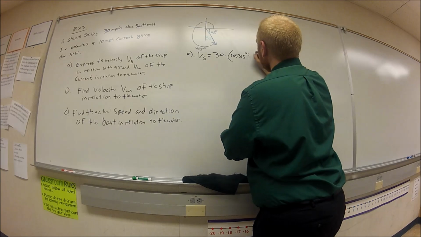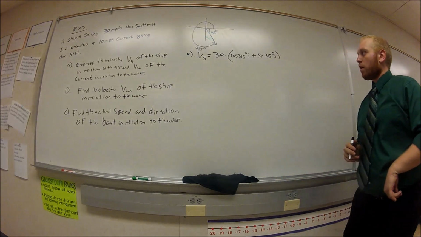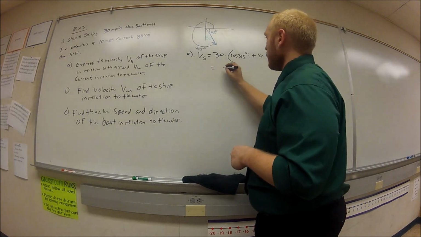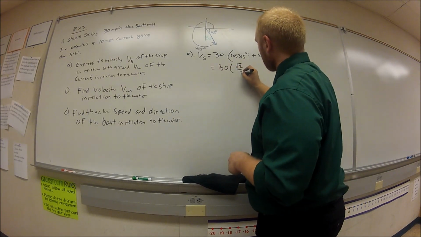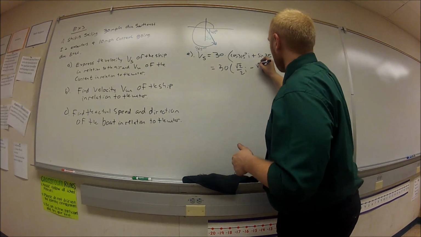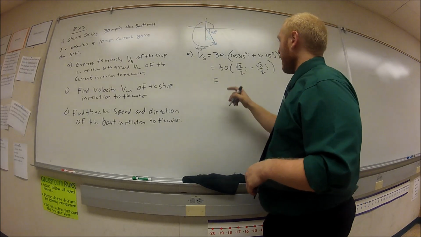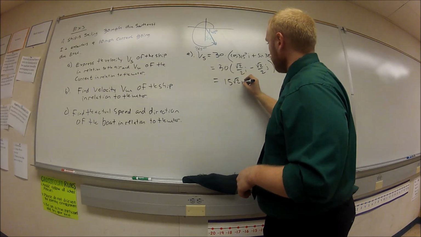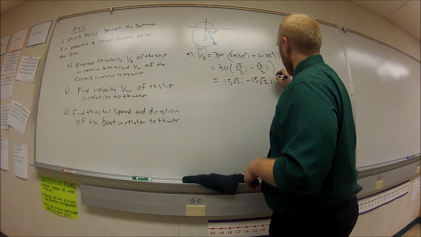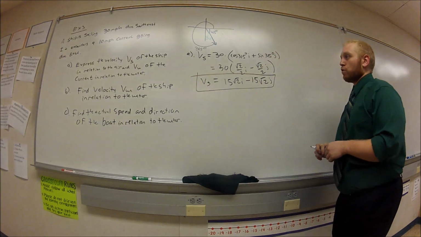315 i plus sine of 315 j. Well, let's see, the cosine of 315 degrees is positive root 2 over 2. So we got equals 30 times positive root 2 over 2 i. And for the sine of 315 degrees, that's negative root 2 over 2, so minus root 2 over 2 j. Distribute our 30, and that gives us 15 root 2 i minus 15 root 2 j. There's our velocity vector for the ship.